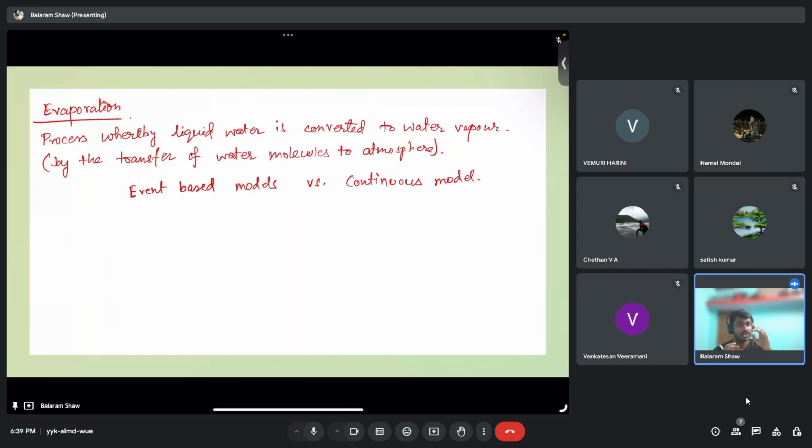Okay, then we have atmospheric pressure. As the pressure decreases, or in the high altitude region, we know that atmospheric pressure is low. We have studied that, so we are not going into that. As we move up, the atmospheric pressure will come down and it will increase the evaporation.